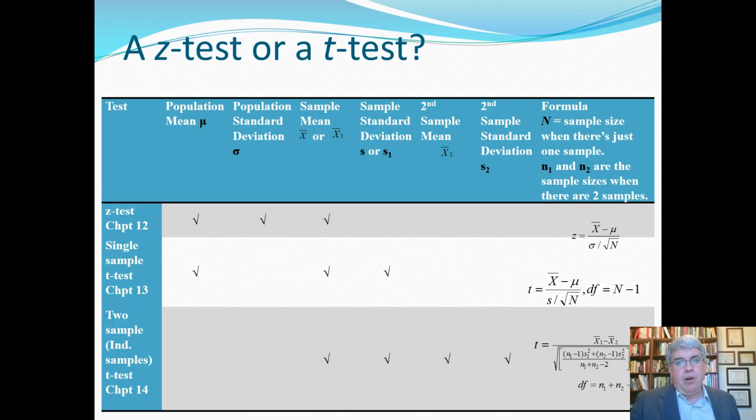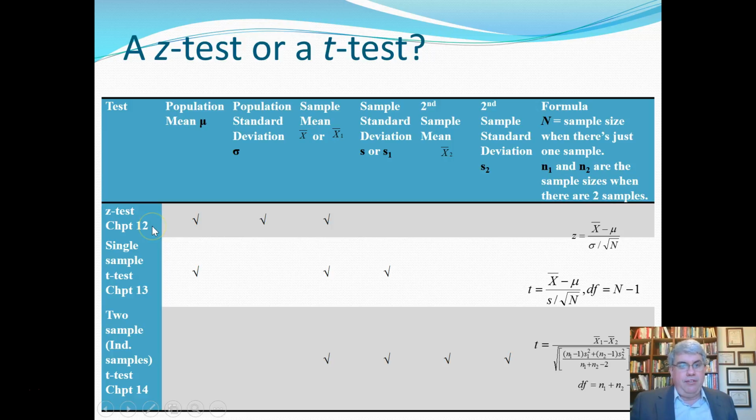Now let's take a moment and summarize some of the different things that we've been looking at, comparing some of the different tests that we've been using. We're going to use the different tests that we've been looking at, such as the z-test, the single sample t-test, or the two sample independent t-test, depending on different data that we have.